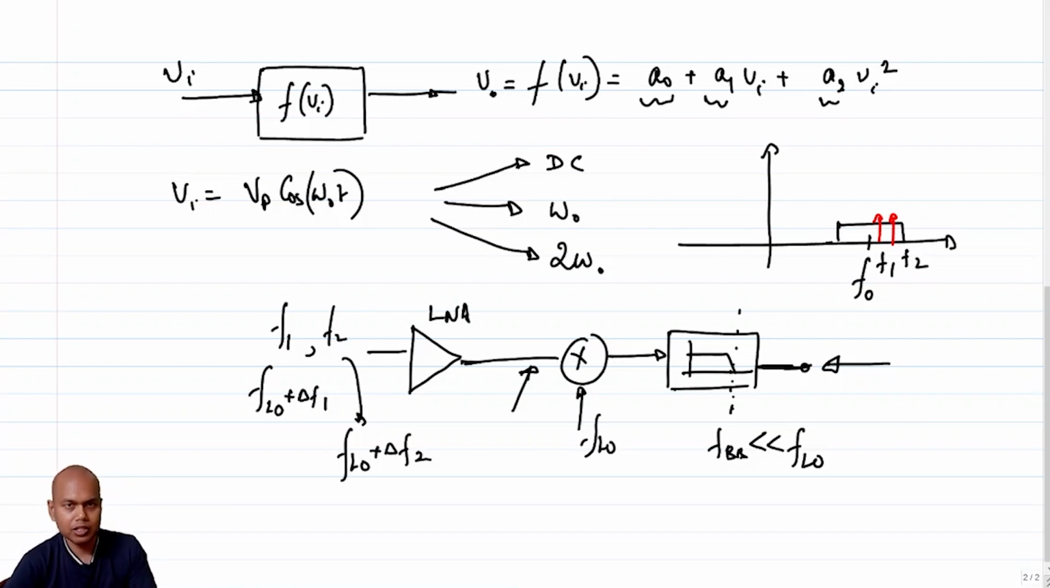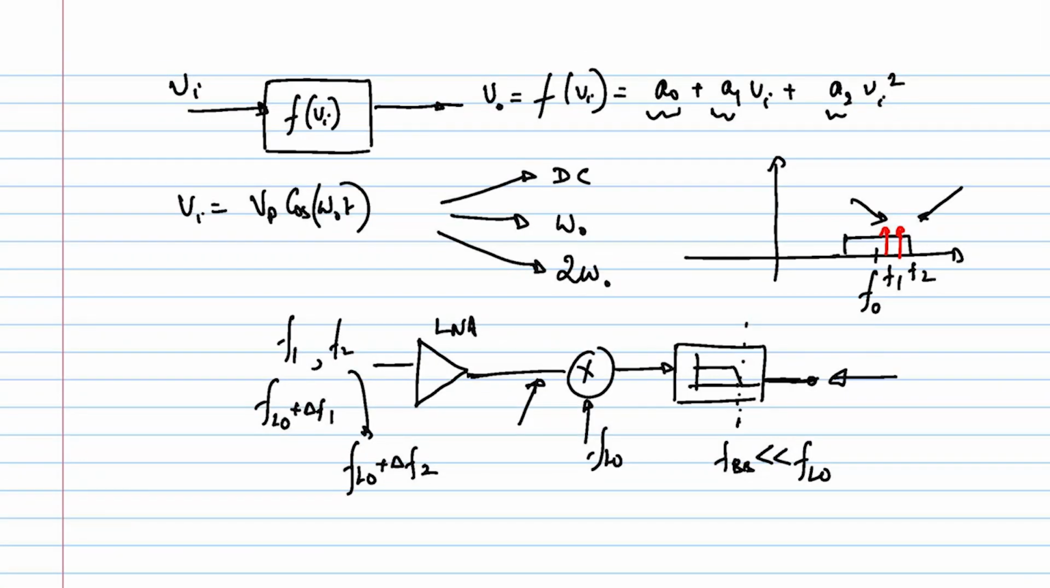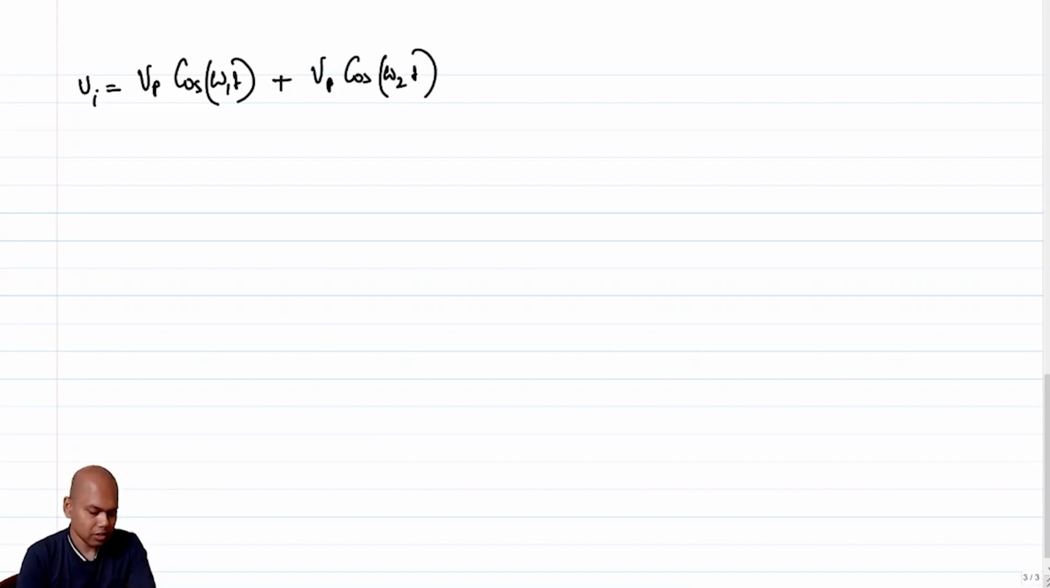As I pointed out, we generally tend to send multiple tones at a time. So we would like to see what happens if we send 2 tones, right? So let's do that experiment, or rather in this case let's do the analysis. If I send 2 tones, so your VI is VP. Let's, for the time being, assume that both the tones are of equal strength. So what do we get at V0?